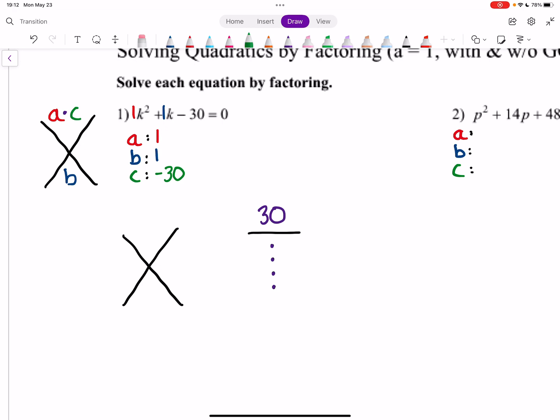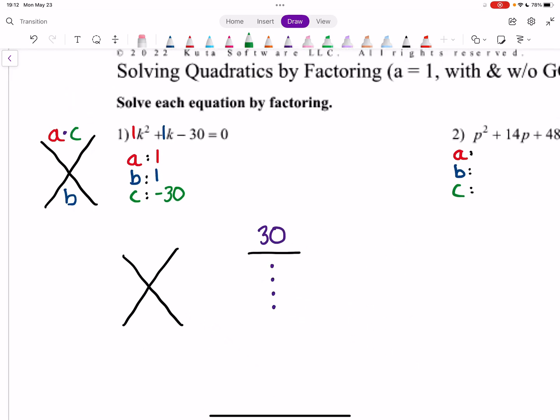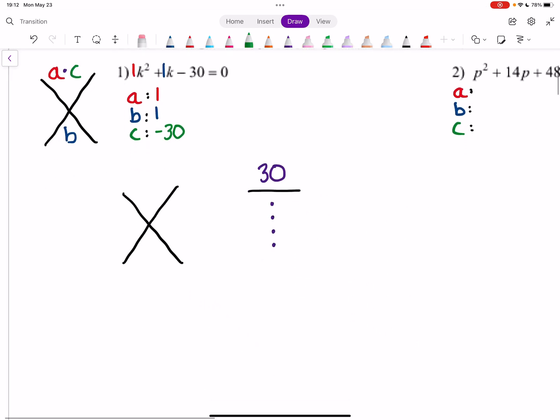Now we're going to use those three numbers to set up and solve an x problem. Off to the side here, I wrote that a times c goes on the top and b in the bottom. So ac top, b bottom. Now if I multiply a times c, that's 1 times negative 30, and I would get negative 30. So that goes on the top of my x problem. And then in the bottom is b. b goes on the bottom, so 1.